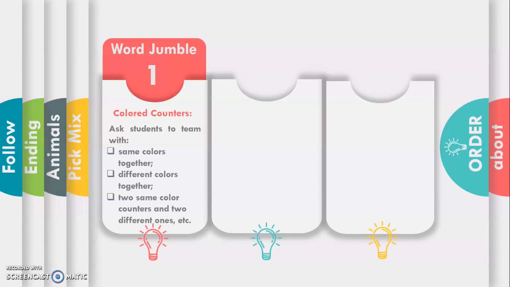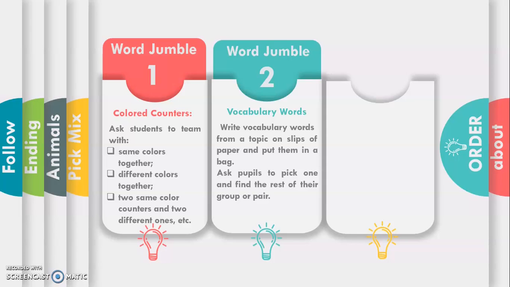First, word jumble. For word jumble you can use colored countries here. Maybe the flags of the countries may help you to do this, or you can assign given colors, based on your parameters, to the countries. Maybe you can use, for instance, African countries, or based on your classroom size, you can manipulate this in any way you wish. So here you can ask your students to team up with the same colors together, or students with different colors together, or you can use two same colored countries and two different ones together to form a group. Word jumble can even be used in this way.